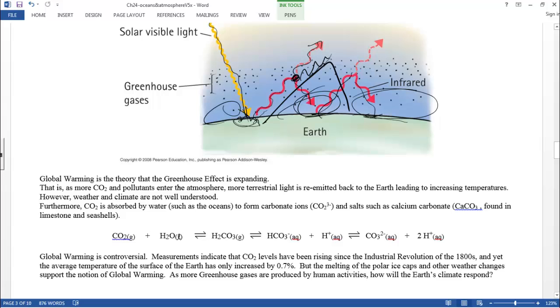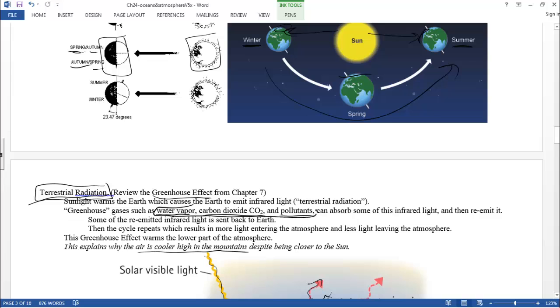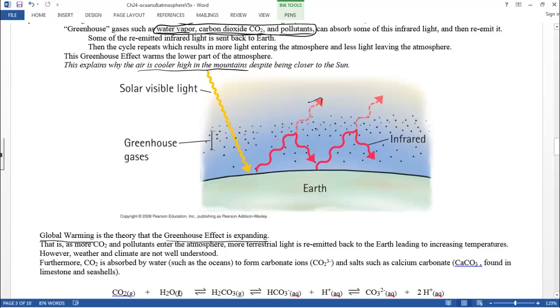It's a real effect. But global warming is a little bit controversial. Global warming specifically is the idea that the greenhouse effect is expanding. Or in other words, human activities are creating more water vapor, carbon dioxide, and pollutants. And these are the greenhouse gases. These are the gases that can absorb the terrestrial radiation, the infrared light. And the more greenhouse gases absorbing the light, the more energy that's trapped near the Earth's surface, and theoretically, the hotter the planet would become.